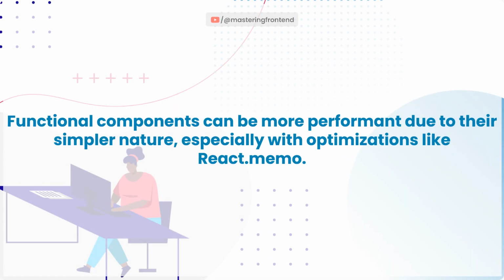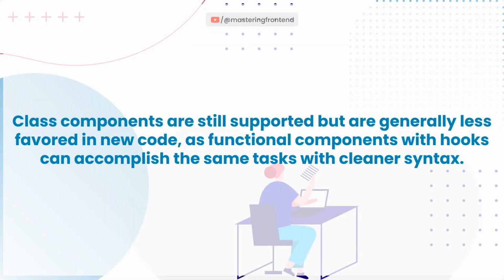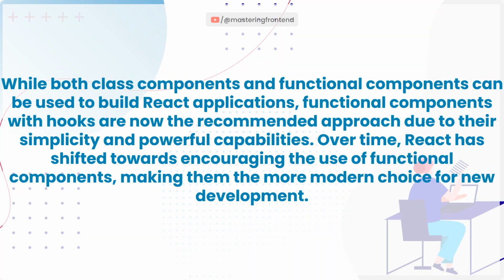Functional components can be more performant due to their simpler nature, especially with optimizations like React.memo. Class components are still supported but are generally less favored in new code, as functional components with hooks can accomplish the same tasks with cleaner syntax. While both class components and functional components can be used to build React applications, functional components with hooks are now the recommended approach due to their simplicity and powerful capabilities. Over time, React has shifted towards encouraging the use of functional components, making them the more modern choice for new development.